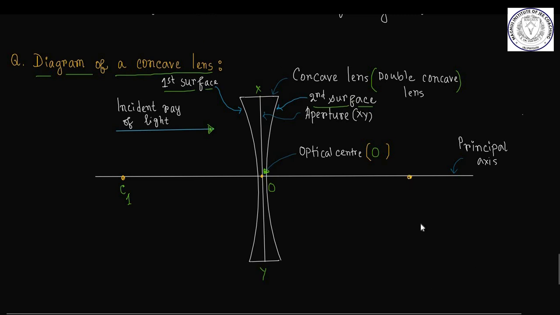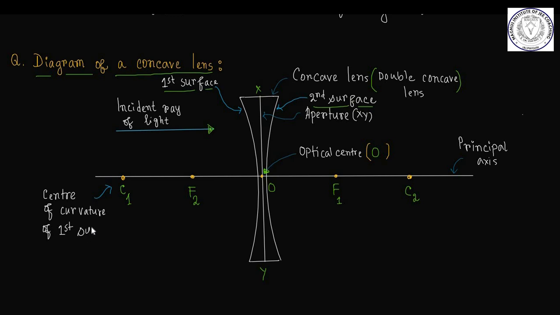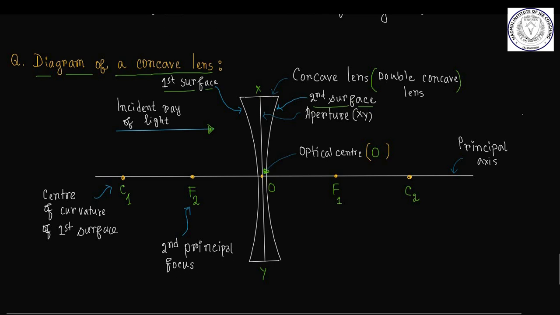C1 is the center of curvature of the first refracting surface, and C2 is the center of curvature of the second refracting surface. We can denote the second principal focus F2 and the first principal focus F1. F1 is the midpoint of optical center O and C2. F2 is the second principal focus of the lens, the midpoint of optical center O and center of curvature C1 of the first surface.